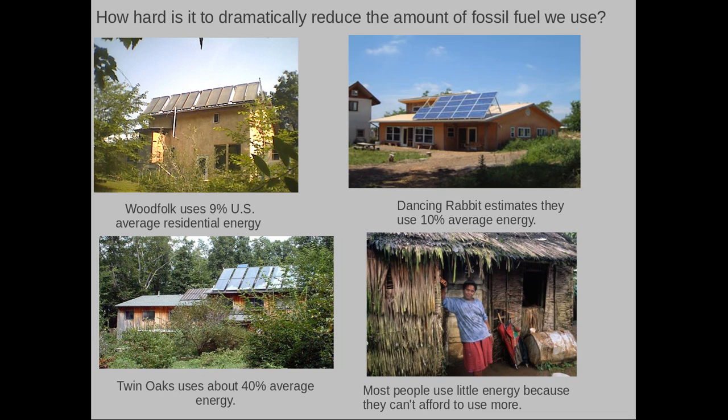This is a Woodfolk house. It's a house in Charlottesville. It is a straw bale house. It is cooperatively used. It has a big flat plate solar collection system on the roof that heats the water for the house as well as heating the house. The primary thing that makes this house efficient is the cooperative usage of the house. The second most important thing is the nice big 18-inch thick straw bale walls.